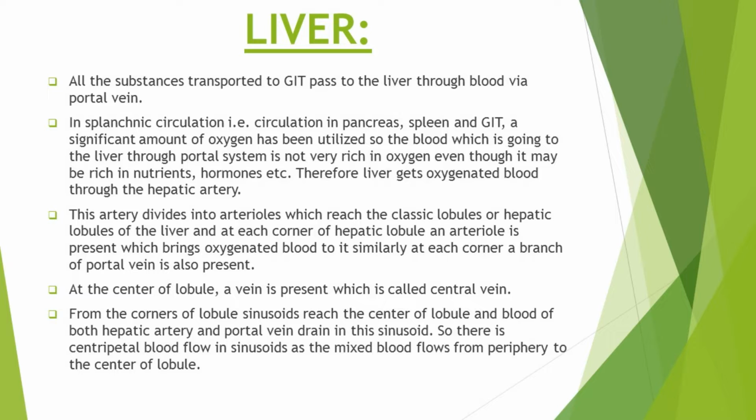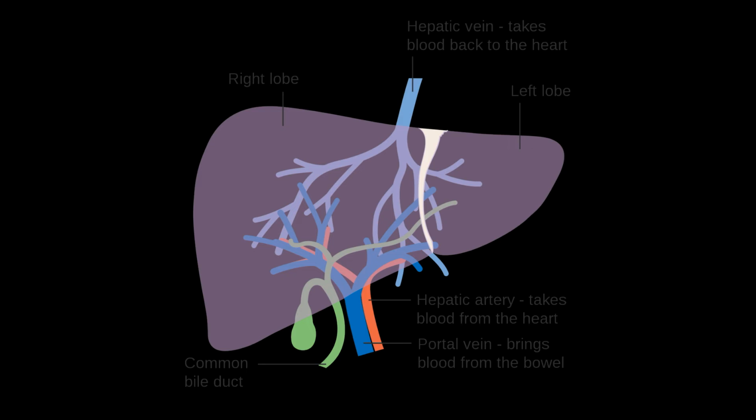The blood that transports the dissolved nutrients actually transports this blood from the GIT via the portal vein to the liver. So in this way, the liver receives blood which is rich in nutrients and other hormones through the portal vein.